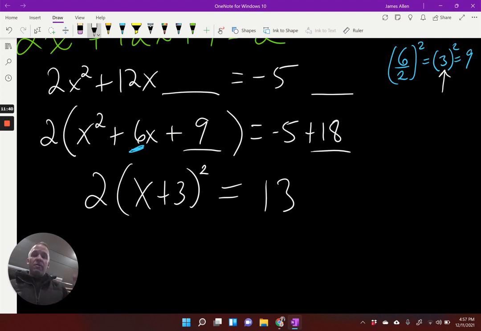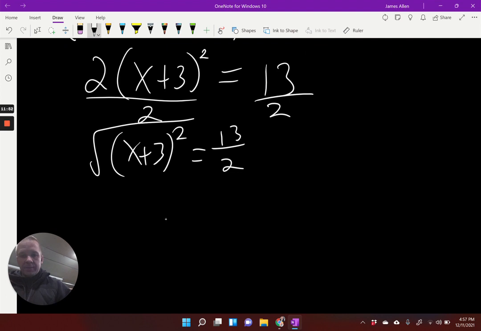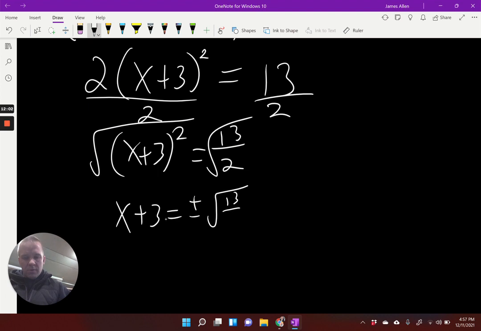Now I need to solve for x. So I'm going to divide by 2, and I get x plus 3 squared equals 13 over 2. Now I can take the square root on both sides to get rid of the exponent of 2. So I'm going to have plus or minus the square root of 13 over 2.